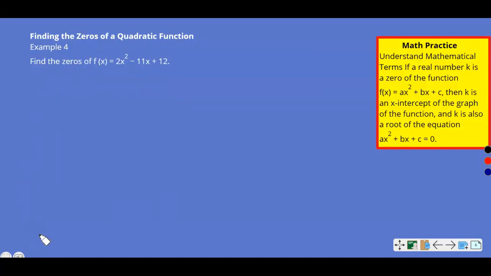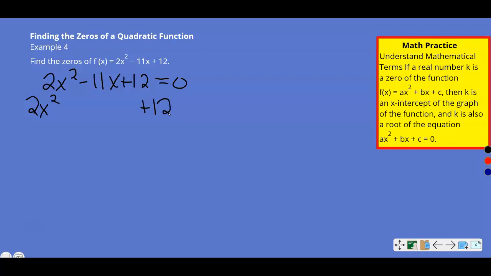Example 4, finding the zeros of a quadratic function. So again, we're finding the solutions. So we're going to have f of x equals 2x squared minus 11x plus 12, and I can set that equal to 0 and solve. So here I'm going to try to factor. So I'm going to have 2x squared and then plus 12. So what I'm going to do is multiply a times c and add to get b.